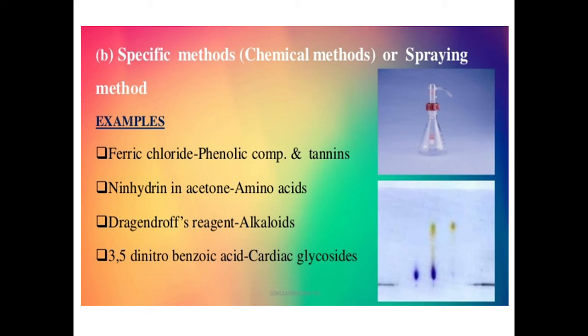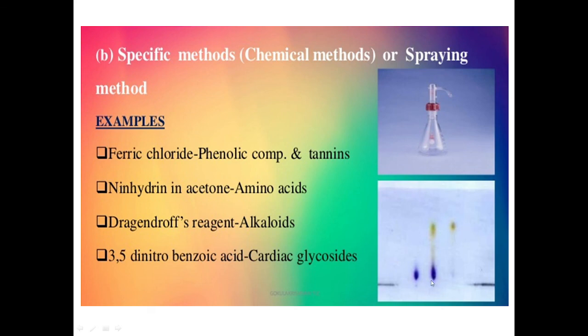Now, suppose we are carrying out separation of amino acids by thin layer chromatography. Then the sample components must have separated, but they are colorless. So you want to check where the components of the mixture have traveled. For that, we need to spray with a developing reagent. The spraying reagent is ninhydrin in acetone. If you want to check separated amino acids, you prepare ninhydrin in acetone and spray.